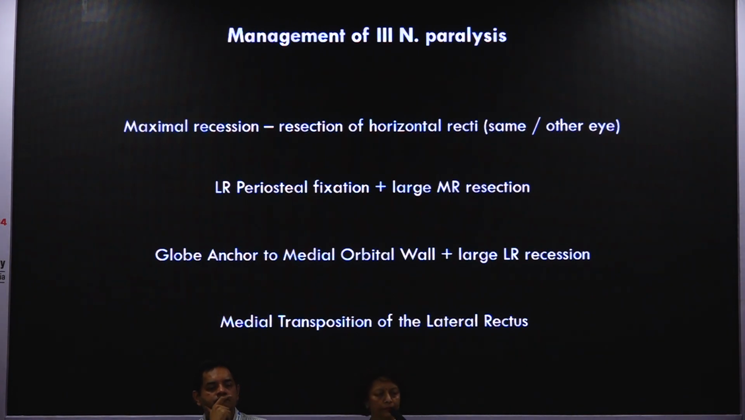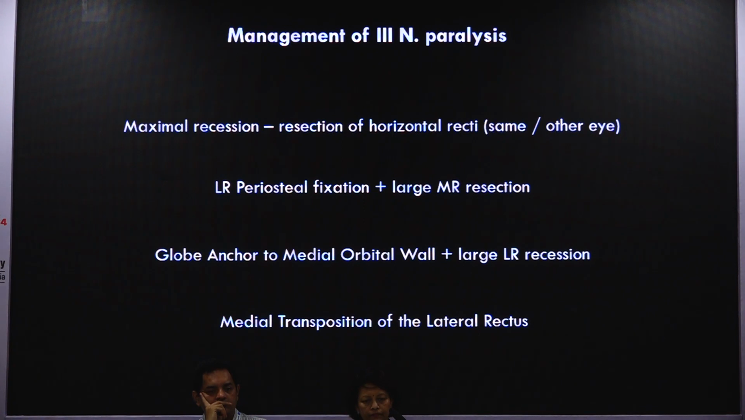Lateral rectus periosteal fixation with an MR resection is another possibility as a resurgery, especially even if previous surgery has been done possibly on the same muscles. But as we discussed, doing a modestly more amount of medial rectus plication on a poorly effective medial rectus really is not going to give us too much of an impact.